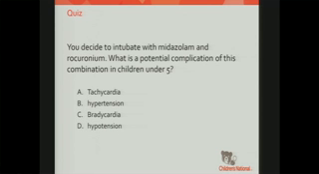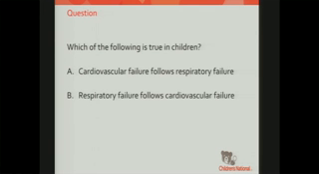So you decide to intubate with midazolam and rocuronium. What are some potential complications of this combination in children under 5? And really it's more focusing on what is a potential complication in intubation in a child under 5. Which of the following is true in children? Cardiovascular failure follows respiratory failure, or is it the other way around?